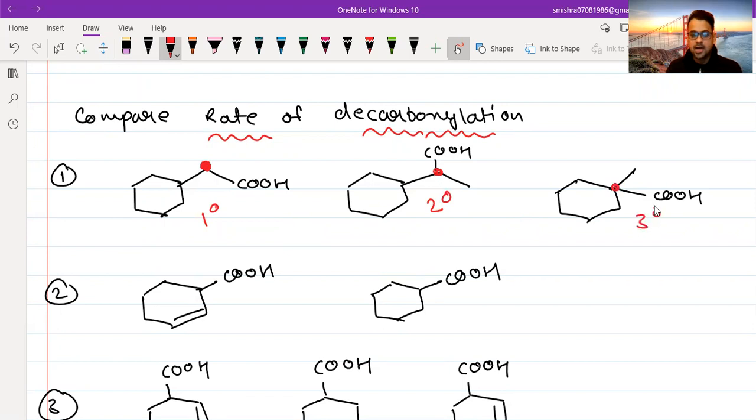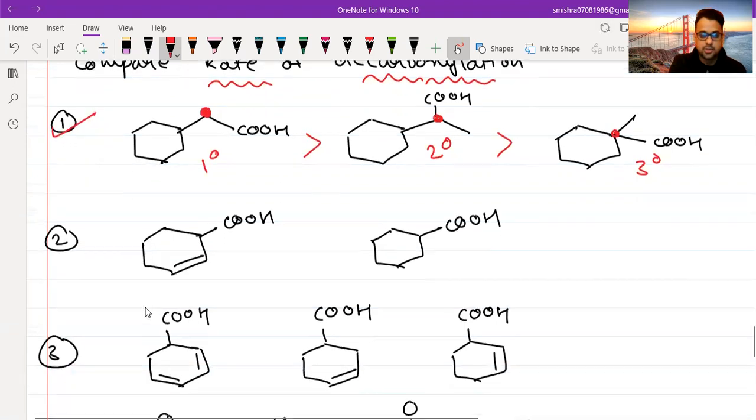For carbanions, 1 degree is more stable. It is just the opposite of carbocation. So 1 degree is more stable than 2 degree, which is more stable than 3 degree. So this will be the rate of decarboxylation. Let us move to question number 2.